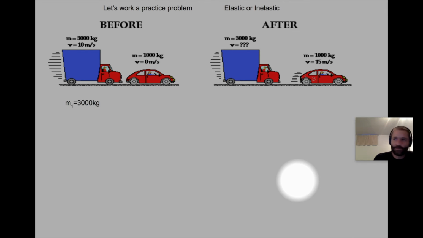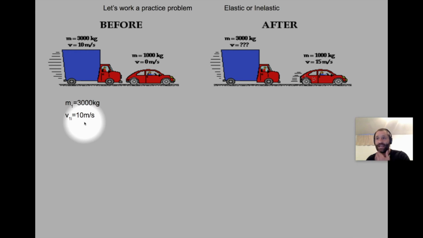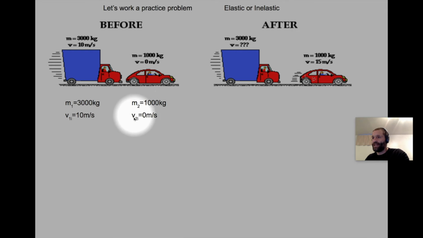So the mass of object 1 is 3,000. The initial velocity of object 1 is 10 meters per second. If I want to be more precise, I would say east or make it positive. But since it's going to the right, I'm just going to make it a positive number. This just means movement. This doesn't mean movement. Here they're both moving. So the mass is 1,000. The velocity is 0. Velocity of object 2 is 0.